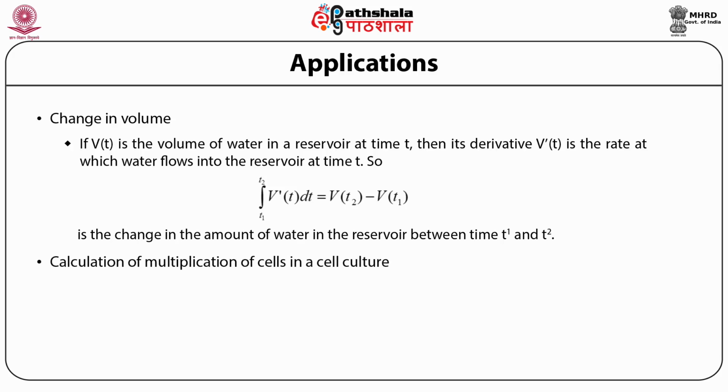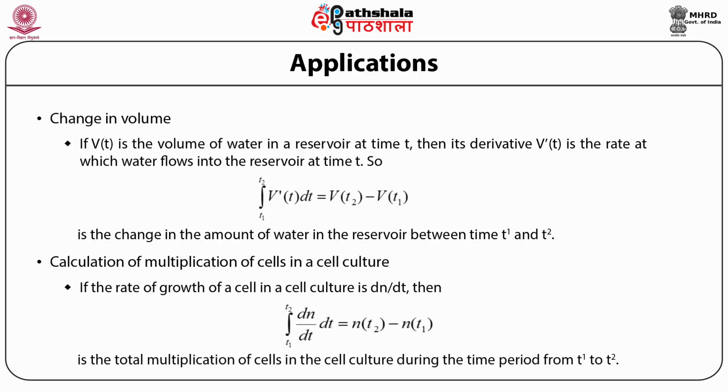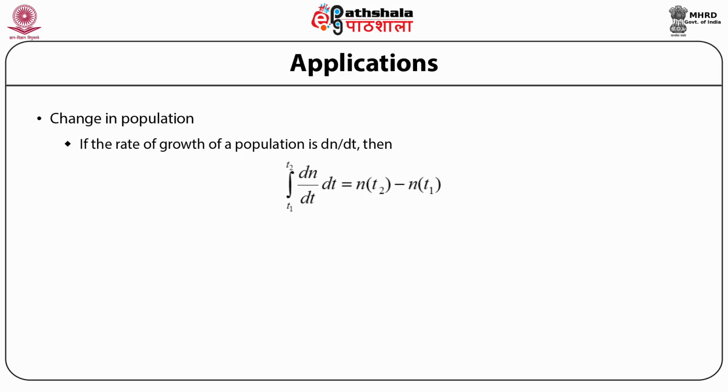Then calculation of multiplication of cells in a cell culture. If the rate of growth of a cell in a cell culture is dn by dt, then the integral from t1 to t2 of dn by dt into dt is equal to n of t2 minus n of t1, which is the total multiplication of cells in the cell culture during the time period t1 to t2. Change in population. If the rate of growth of a population is dn by dt, then a population change similar to the cell culture can be calculated.